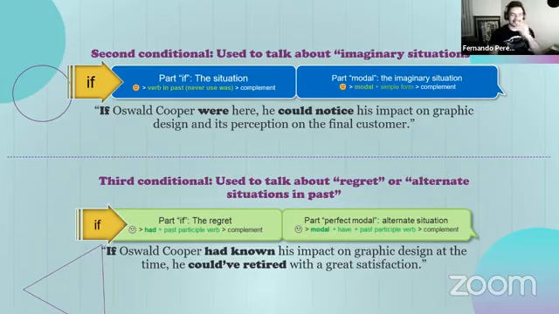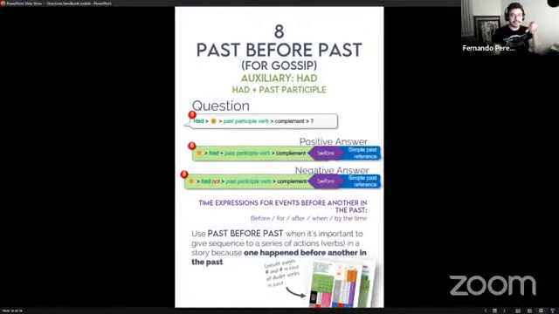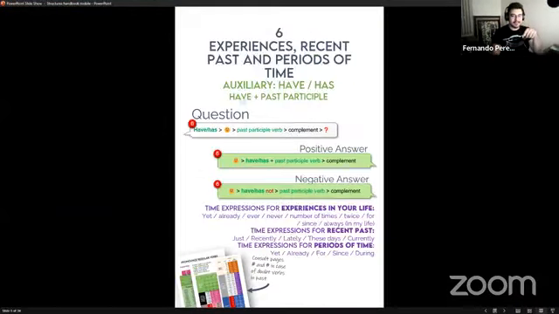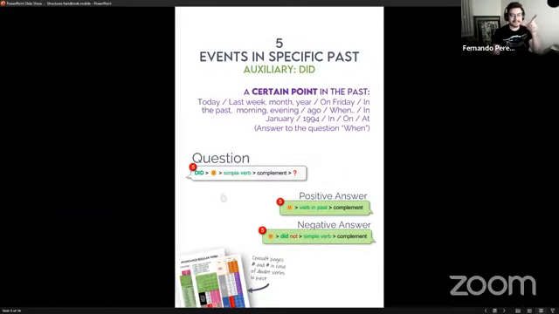Exactly. Perfect. Let's take that opportunity to review the difference between has had versus only had. In this case, you need only had, the verb in past, because we are speaking about a certain point in the past. When you said 3 months ago, this is a specific point in the past.